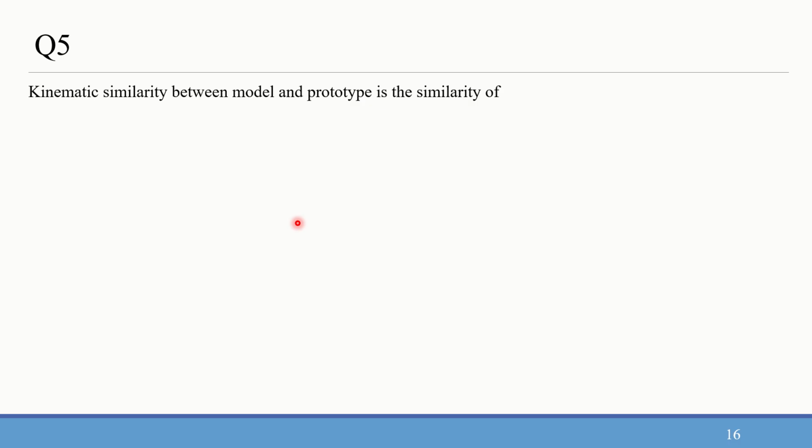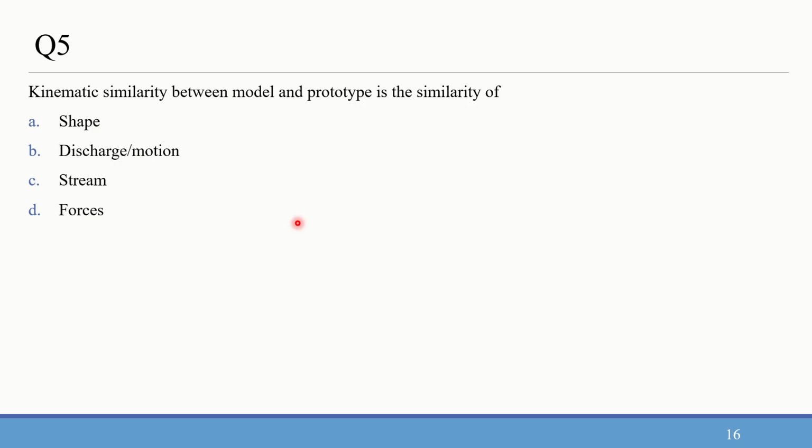Kinematic similarity between model and prototype is the similarity of dash. Option A, shape. Option B, discharge or motion. Option C, stream. Option D, forces. So when we talk about geometric similarity, it is like the particle shape, those things.